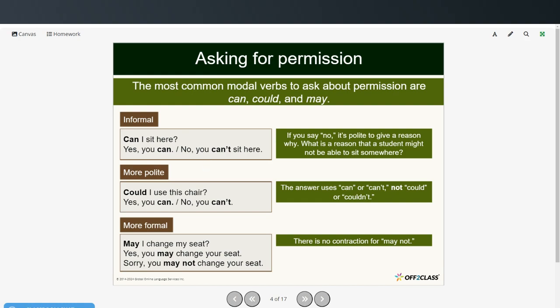Now, if you want to be more polite, you could use could instead of can. Could I use this chair? Yes, you can, or no, you can't. So the answer uses can or can't, not could or couldn't. So just to be aware of that. And then the most formal is may. May I change my seat? Yes, you may change your seat. Sorry, you may not change your seat. And just a note here that there is no contraction for may not. It's always may not.